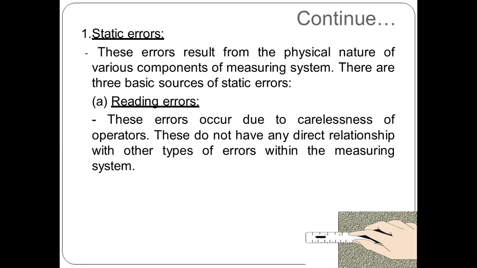The error that occurs is called a reading error. That is the fault of the operator. These do not have any direct relationship with other types of error within the measuring system. So it is just due to carelessness of the operator that the error occurs.